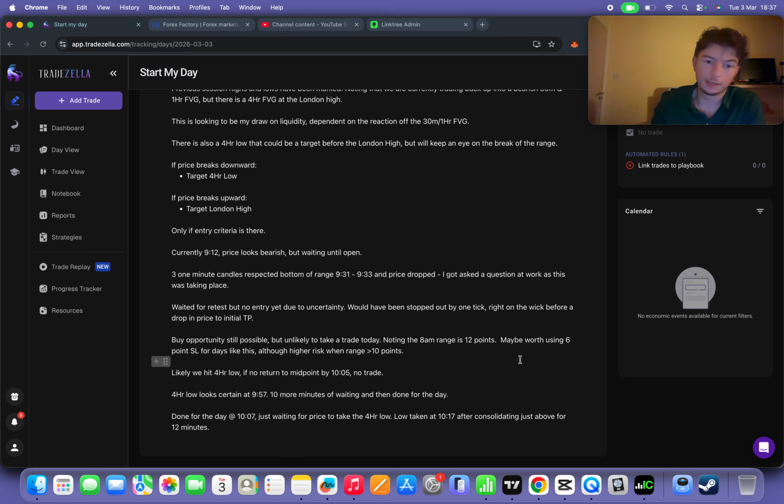Would have been stopped out by a tick. I would have literally been wicked out, which is a shame, but I'm fine with not taking that today. Buy opportunity still possible, but unlikely to take a trade.